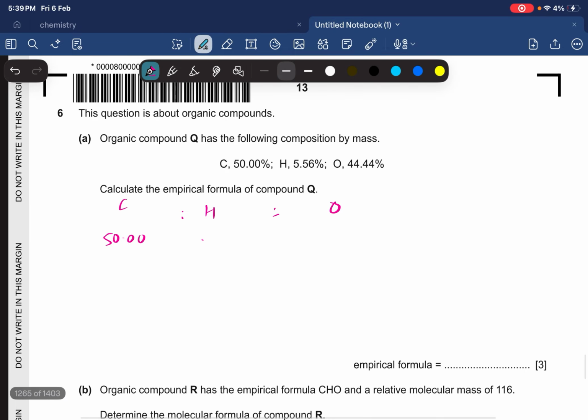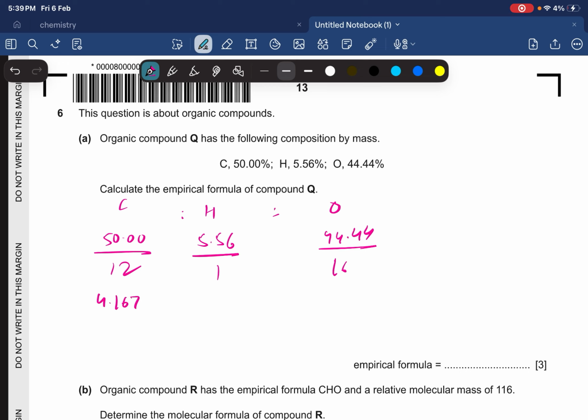Okay. Hydrogen is 5.56, oxygen is 44.44, divided by 12, divided by 1, divided by 16. Let's see what we get. 50 divided by 12, we get 4.167, 5.56, and 44.44 divided by 16, we get 2.76. So 2.76 is the smallest, so we're going to divide all by 2.76.